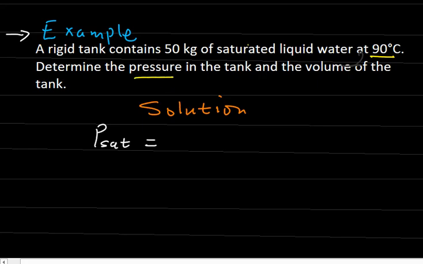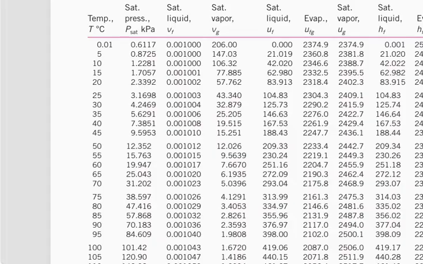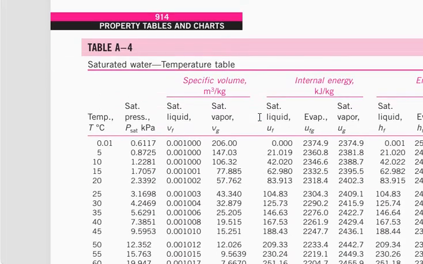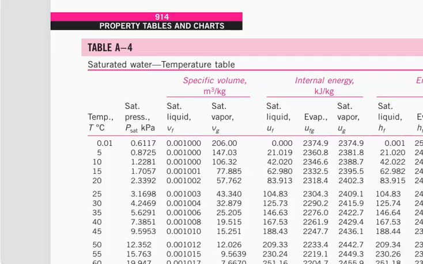Now for us to get the volume of the tank, let me solve the first one first. So let's go straight to the property table. We'll have the property table for English unit, and we'll have one for the SI unit. The temperature that was given to us is in SI unit, that's 90 degrees Celsius.